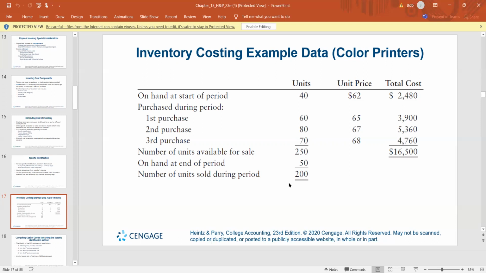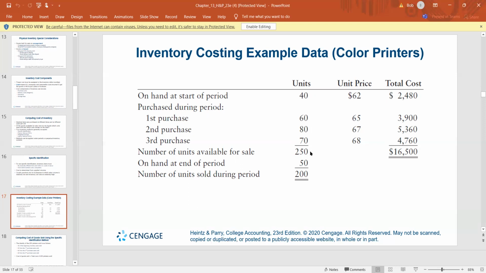Okay, say hello to a very important template. You're going to see a lot of this in your homework. We start our inventory with 40 units, and we paid 62, and you notice the price went up each time. But let's just check the units. We had 40 units at the beginning of the month, and then we brought in another 60, another 80, and another 70. So our total units available becomes 250. It's 40 plus 60 is 100, plus 80 is 180, plus 70, 250.